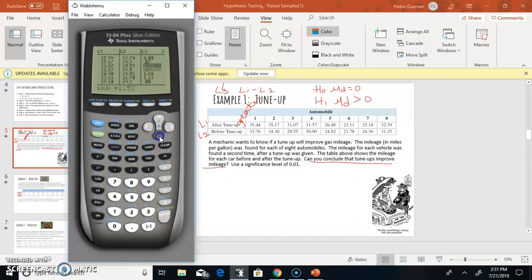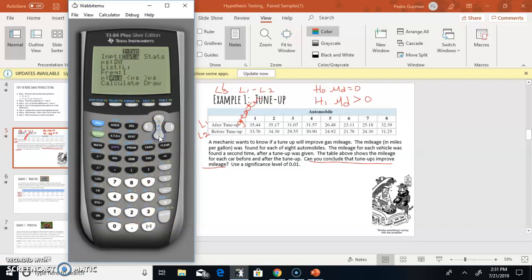And it looks like we're getting all positive numbers. So that bodes well for the claim there. But we still need to run the test. So we're going to go to Stat, Tests. We're going to choose number 2, t-test, but we're going to choose data. Make sure you choose data.